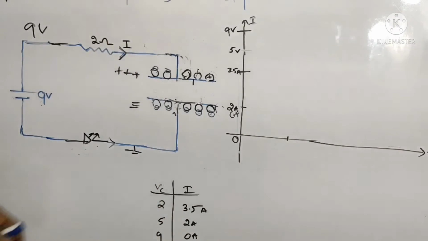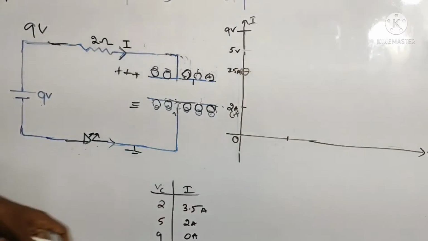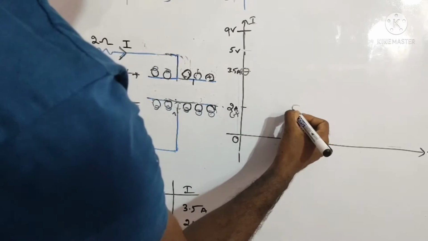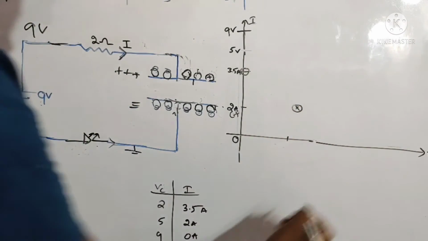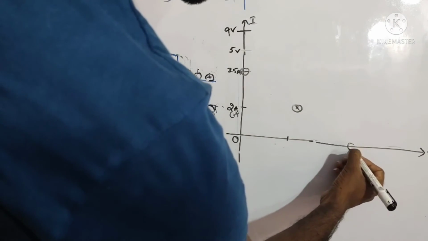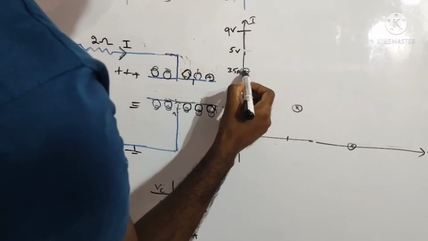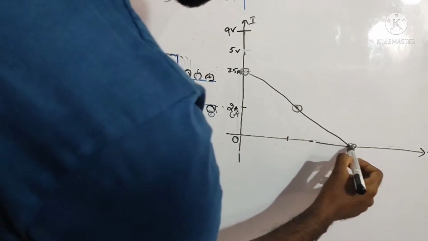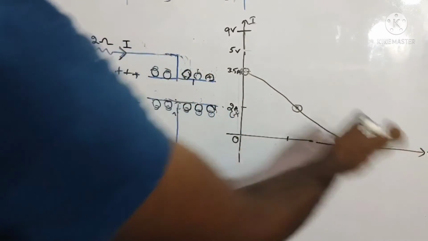Initially it is 3.5 amperes, starting from here. This is 3.5 amperes, and it jumps to 2 amperes. So at some point of time it jumps to 2 amperes here, and it goes to 0 amperes from here. So the current waveform will be like this. It is a function of time. As the time changes, this is time versus current.